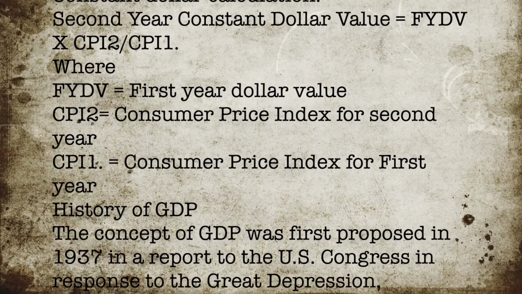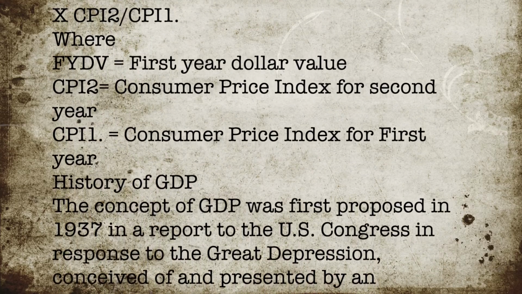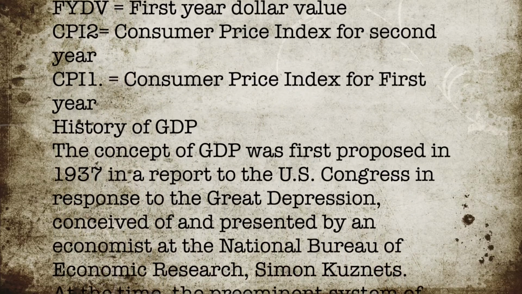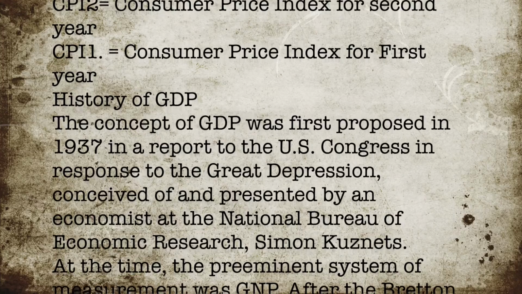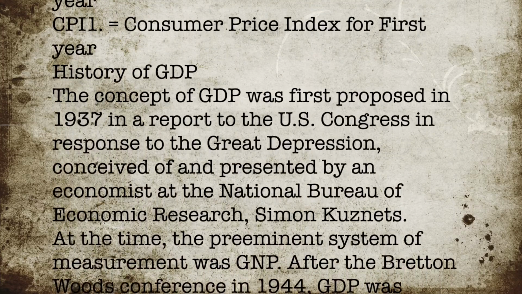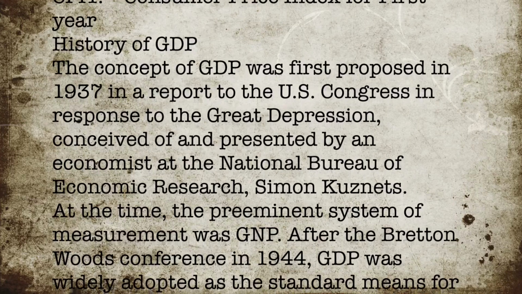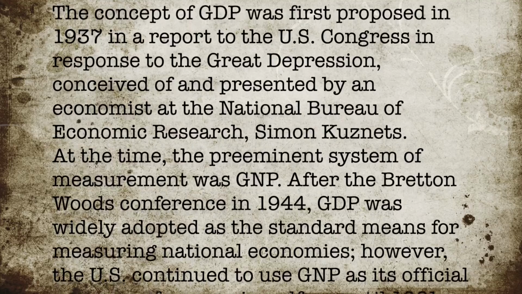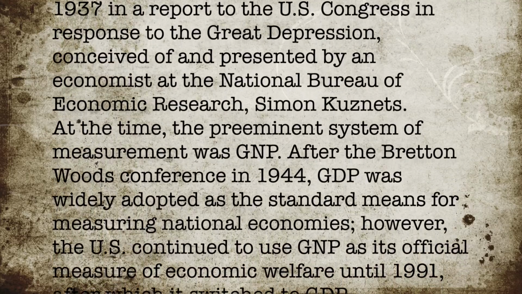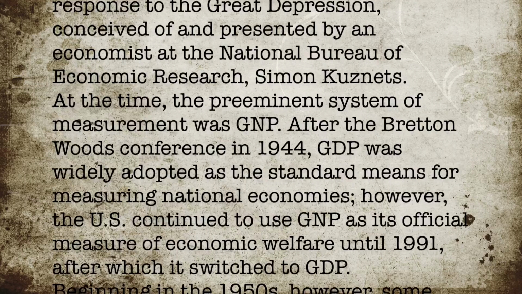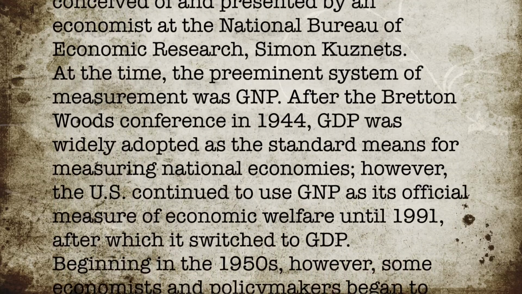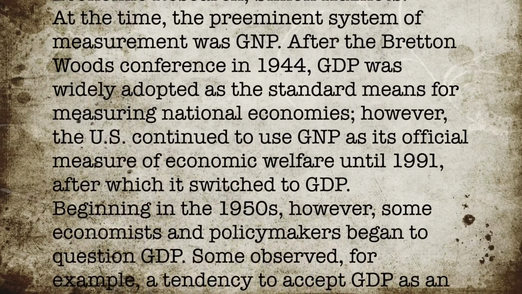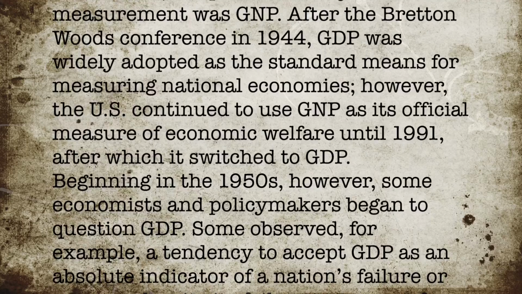Now, a little history of GDP. The concept of GDP was first proposed in 1937 in a report to the US Congress in response to the Great Depression, conceived of and presented by an economist at the National Bureau of Economic Research, Simon Kuznets. At the time, the preeminent system of measurement was GNP. After the Bretton Woods Conference in 1944, GDP was widely adopted as a standard means for measuring national economies. However, the US continued to use GNP as its official measure of economic welfare until 1991, after which it switched to GDP.